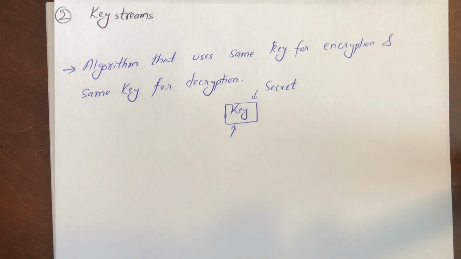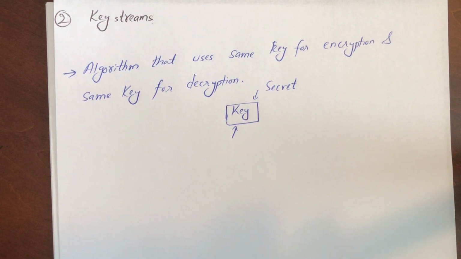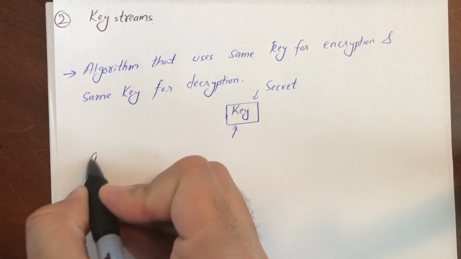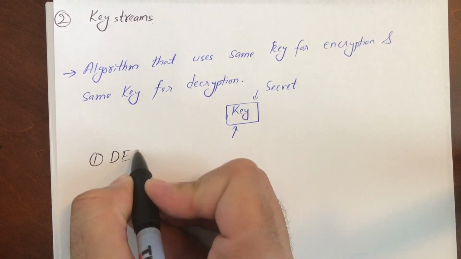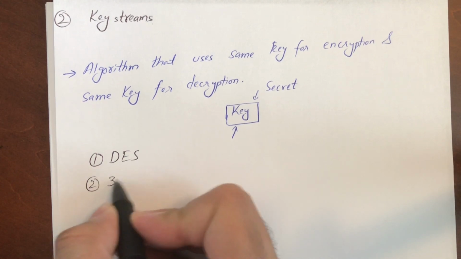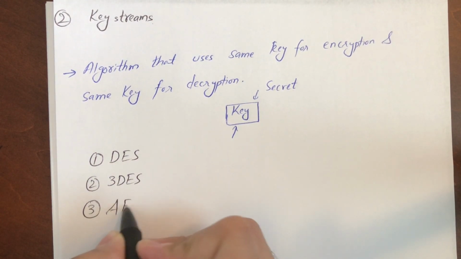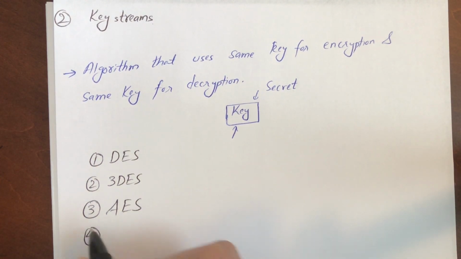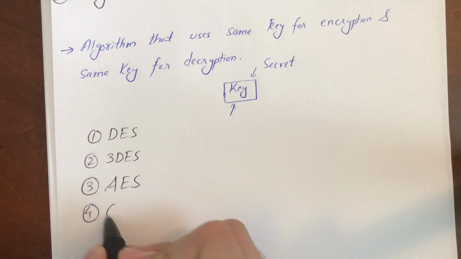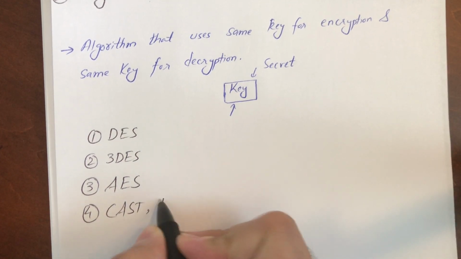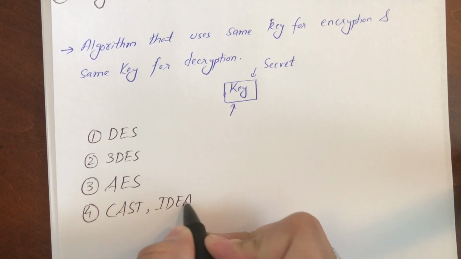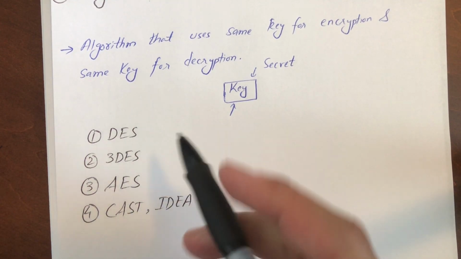There are many different symmetric algorithms available. One of the algorithms is DES. The second algorithm is Triple DES. The third is AES, which we still use. The fourth group is some European standards like CAST, IDEA, Blowfish, and some others.